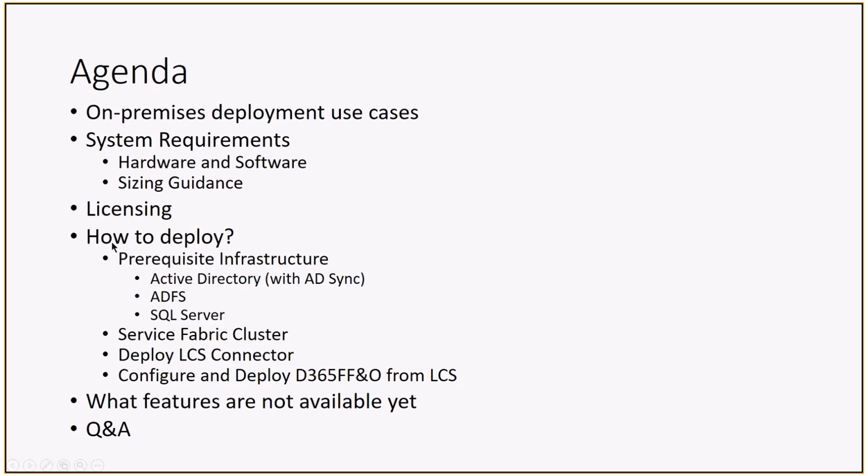Then we will focus on how to deploy the environment. There is a lot of manual work that you have to do to get the on-premises environment up and running. So we will look at the prerequisite hardware, what you need there, how to get the Service Fabric cluster set up. We'll also look at how to get the LCS connector with the local agent deployed and connected to LCS. And then we will also look at how to deploy the environment from LCS to your on-premises environment.